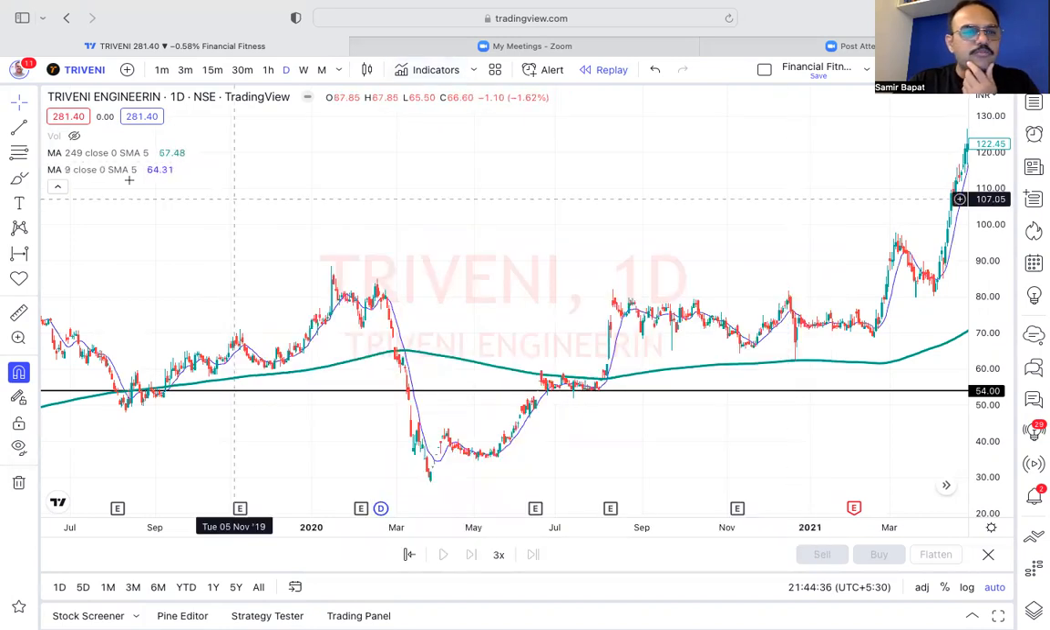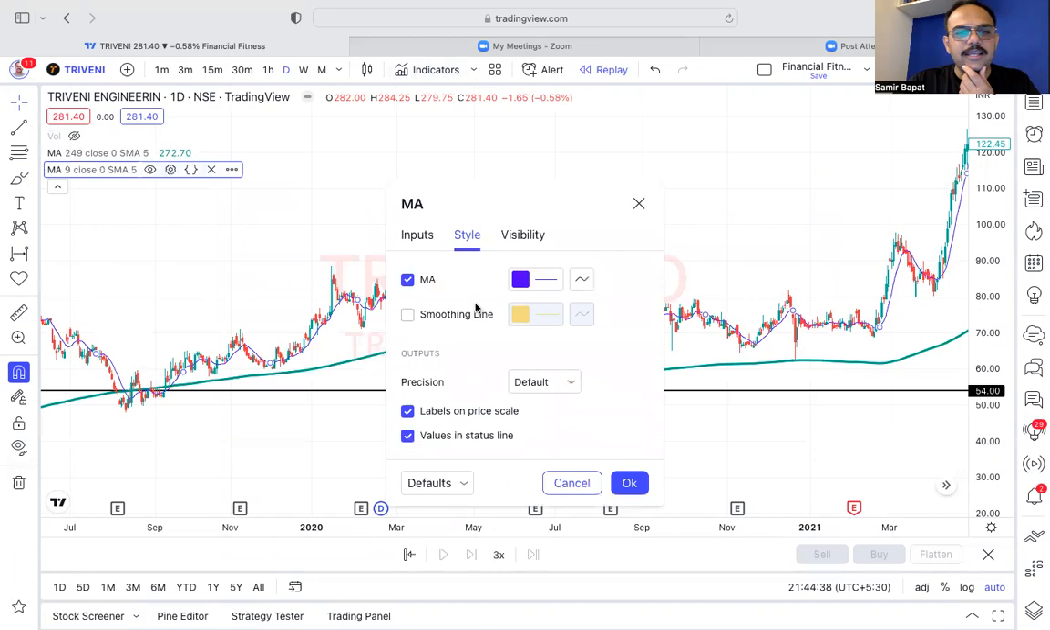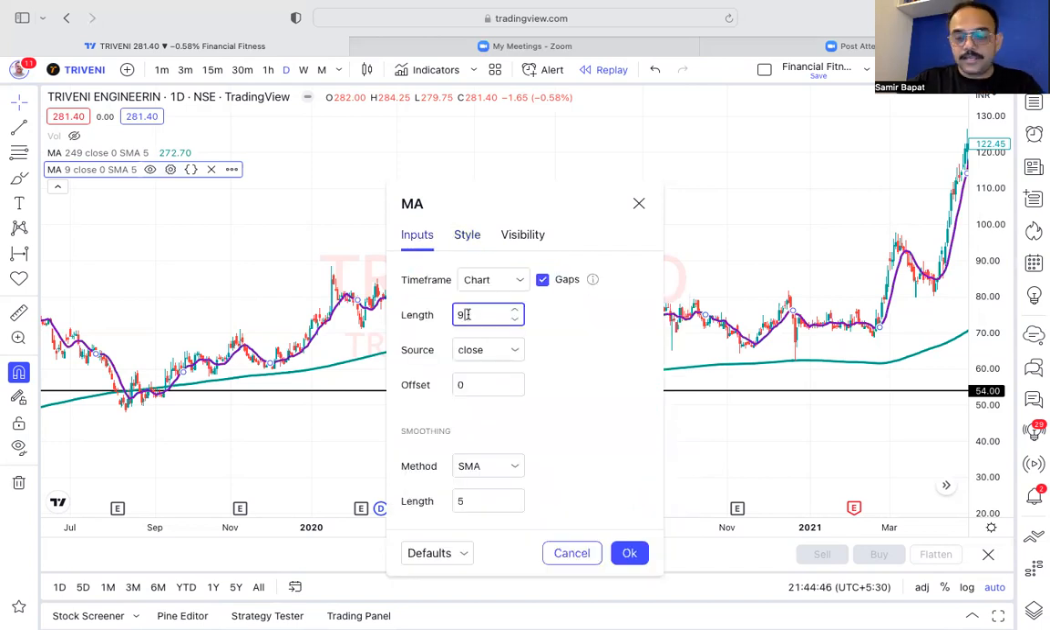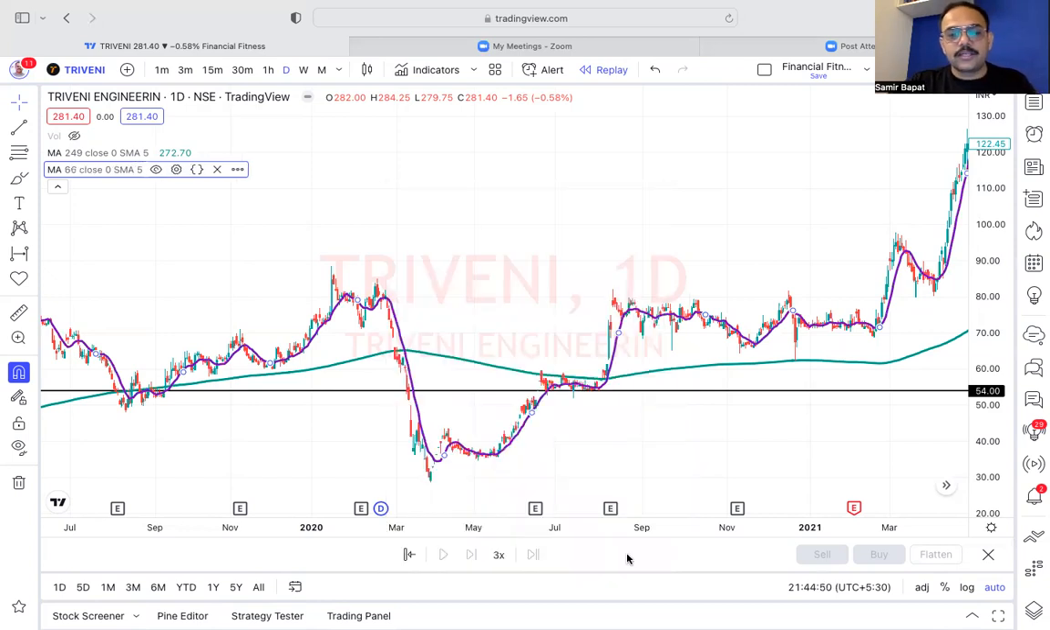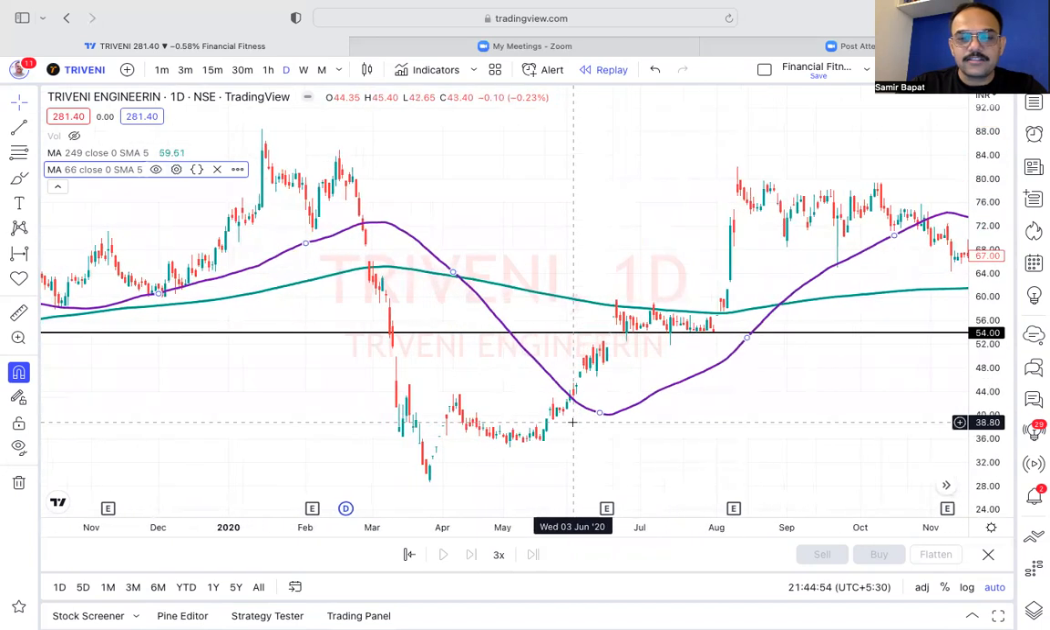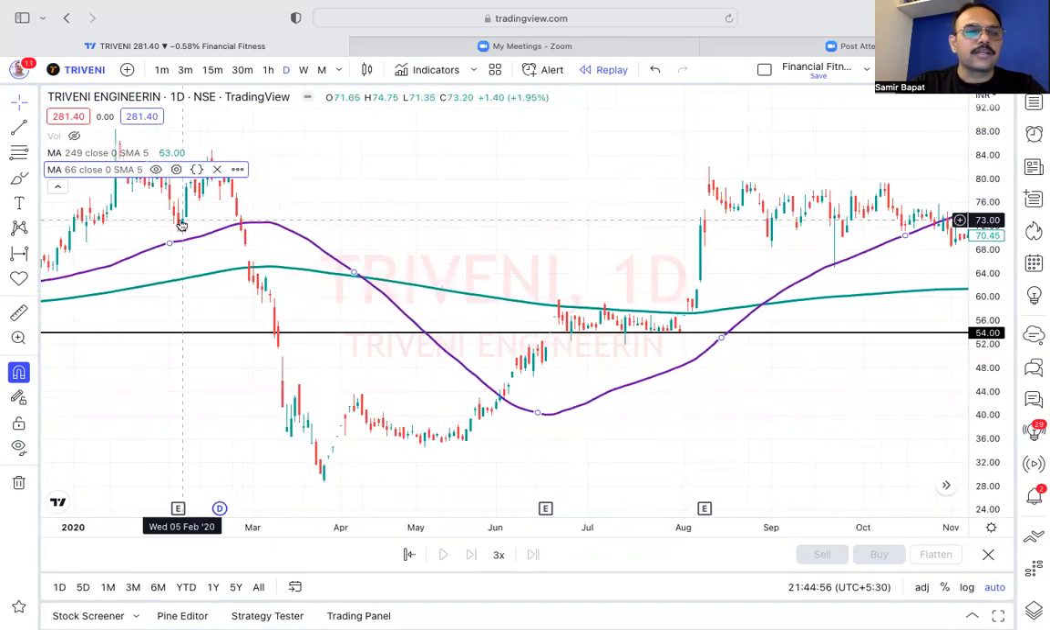Okay, now we have moving average. Let's go to the settings, change the color. Let's make it purple because I have specs. I'll make it a little dark. Then let's make it 66 days. Okay. Now, our purple is our 66 days.